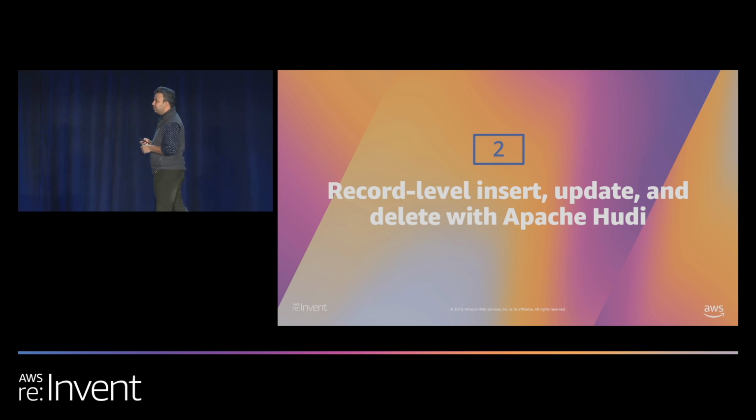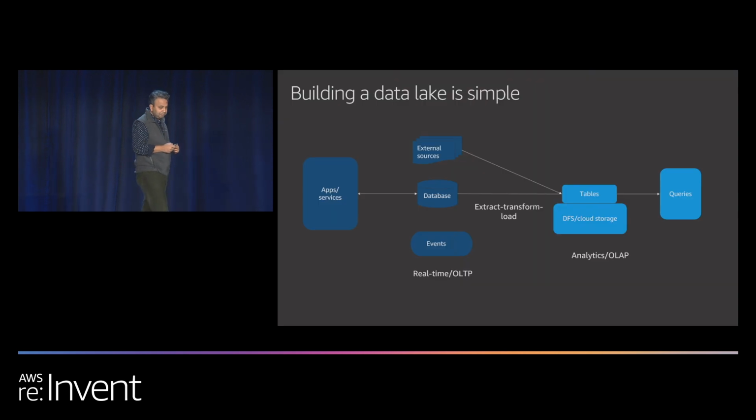The second one is we have added a new component to EMR. We've taken Apache Hudi from open source, and we are working with the team at Uber who came out of Apache Hudi. So what Apache Hudi allows you to do is add record-level insert, update, and delete semantics. Let me talk a little bit about why this is important.